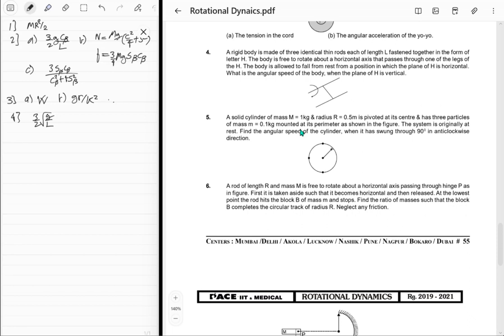Okay. Wait, I don't understand what's happening. Pivoted at its center, three particles of given mass mounted at its perimeter. Okay, system is originally at rest. Fine. Find the angular speed of the cylinder, but it has swung through 90 degrees anti-clockwise. Wait, but under what condition? What's the torque? Come on, give us something.